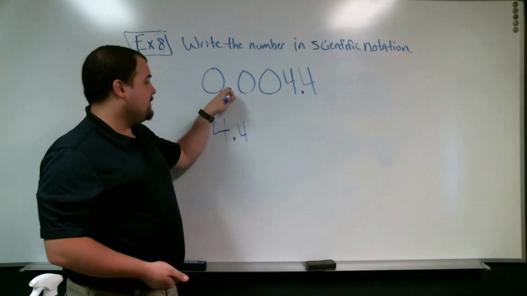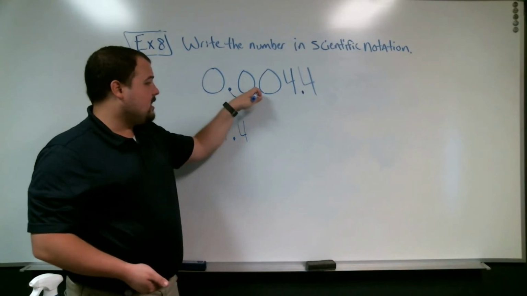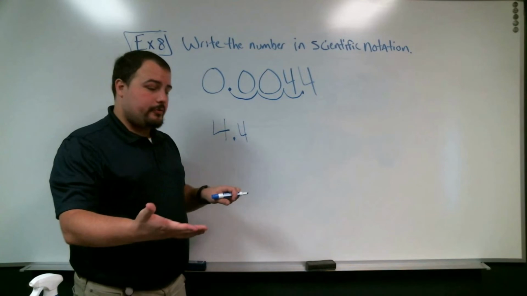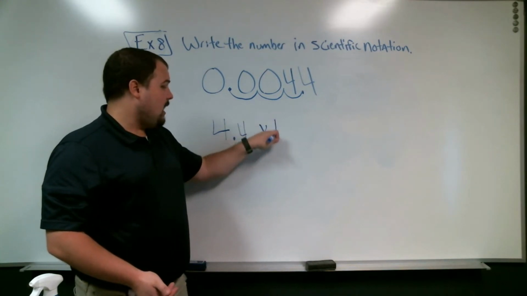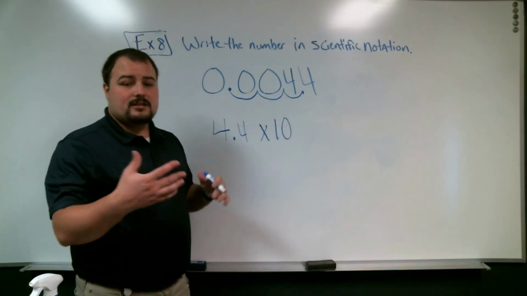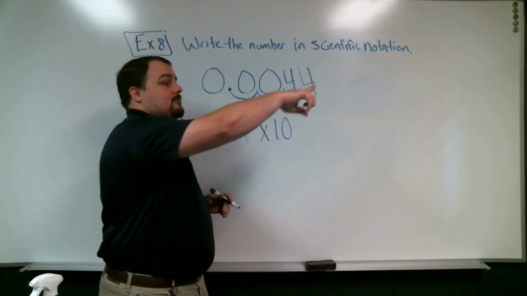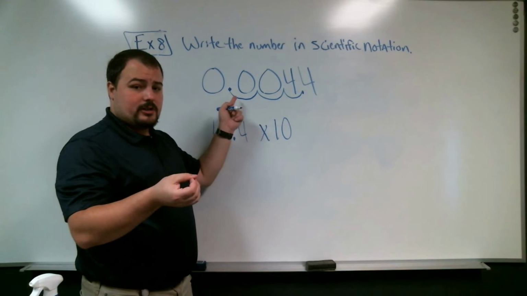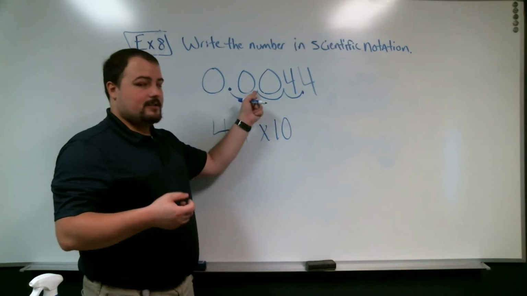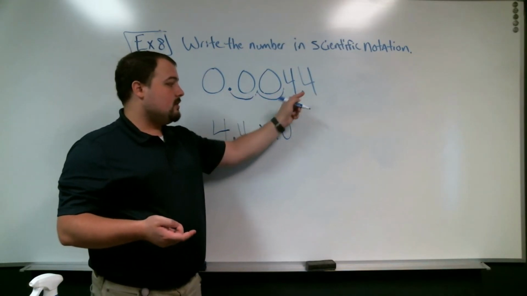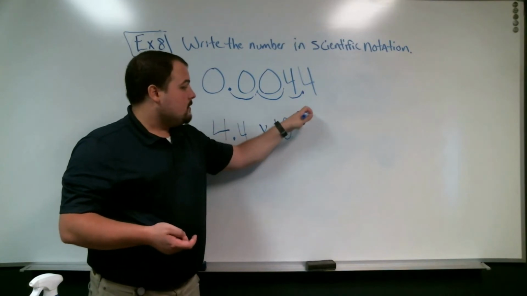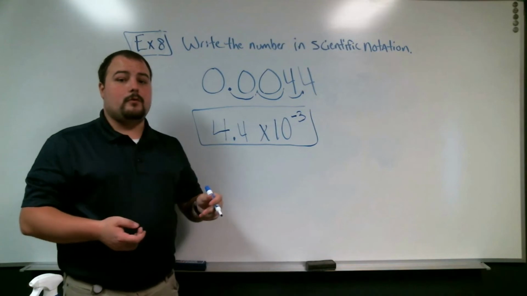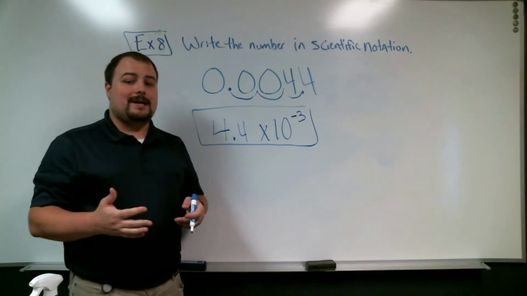Now what you have to do is say, how many times did I move the decimal? Well, it's easy. I count 1, 2, 3 times. So we move the decimal 3 times. So it's times 10. Now again, since it's a decimal and we moved it to the right, that means the exponent is actually going down. We start with 0 as our number. We go down 1, that's negative 1, negative 2, negative 3. So in scientific notation, this number would be written as 4.4 times 10 to the negative third power.